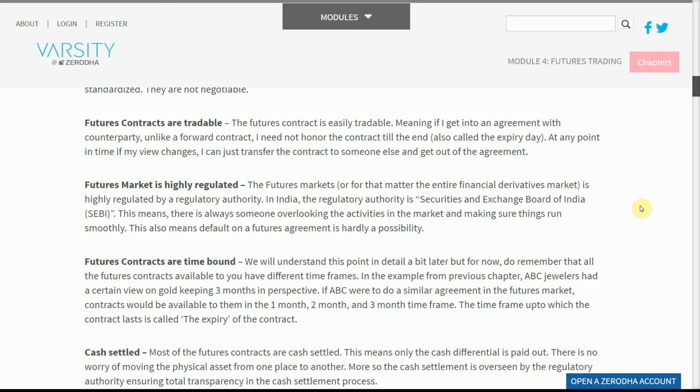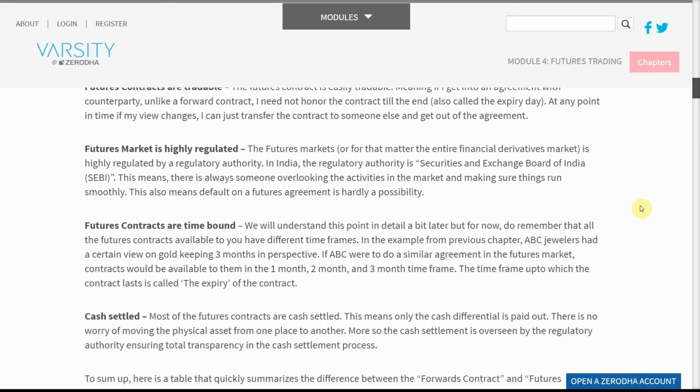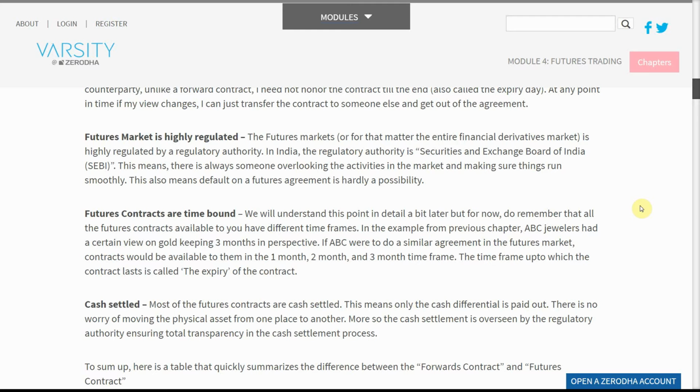Futures market is highly regulated. The futures markets, or for that matter, the entire financial derivatives market, is highly regulated by a regulatory authority. In India, the regulatory authority is the Securities and Exchange Board of India, SEBI. This means there is always someone overlooking the activities in the market and making sure things run smoothly. This also means default on a futures agreement is hardly a possibility.